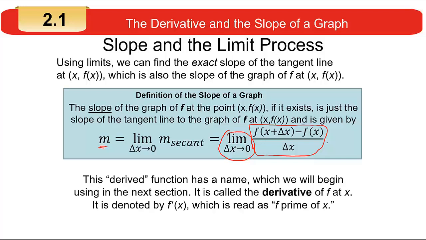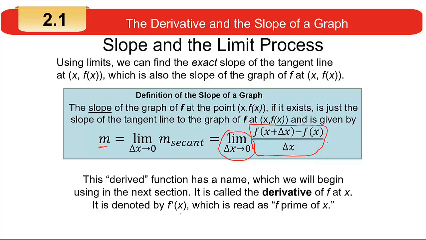You might call this a derived function because we did a lot of work to get the result. That gives this expression its name, and its name in general is a derivative. So what we're calling the slope of the tangent line has a more general name called the derivative. And you will be using the word derivative the entire semester.